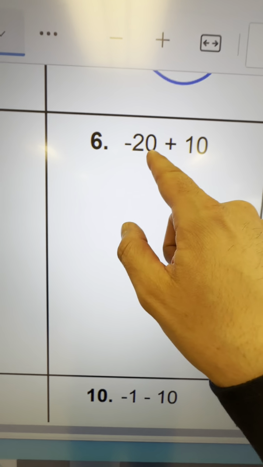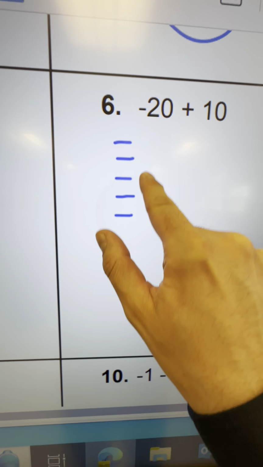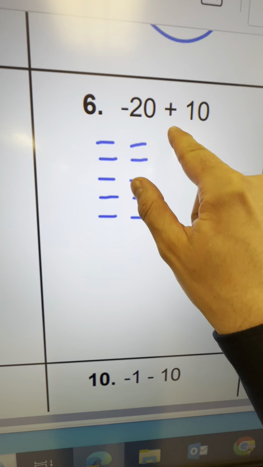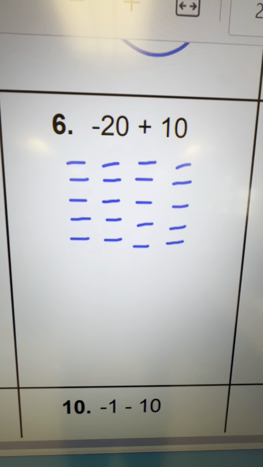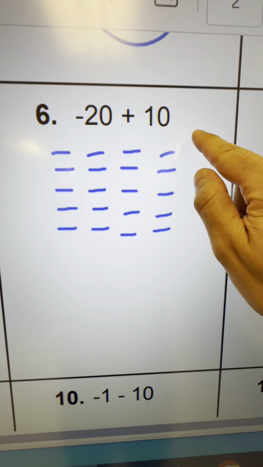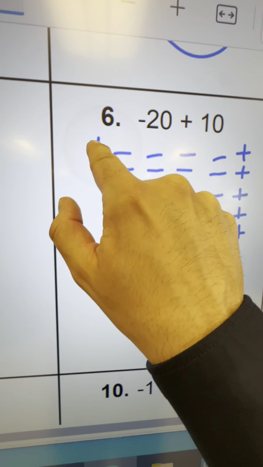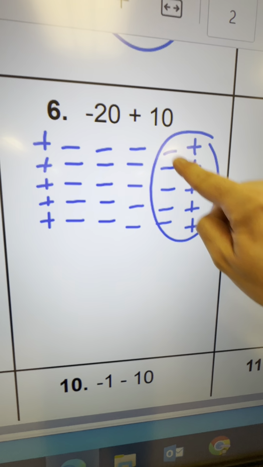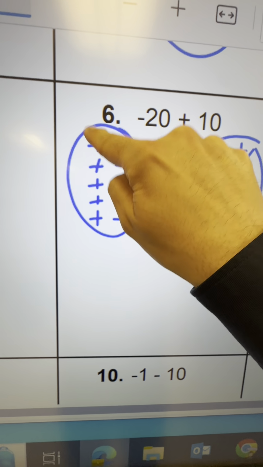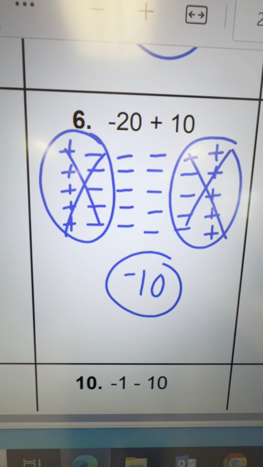All right, example 6 here. 20 negatives plus 10 positives. 1, 2, 3, 4, 5, 6, 7, 8, 9, 10, 11, 12, 13, 14, 15, 16, 17, 18, 19, 20 negatives. I'm adding 10 positives. 1, 2, 3, 4, 5, 6, 7, 8, 9, 10. So you can see here, these cancel each other out, and I'm left with a total of 10 negatives.